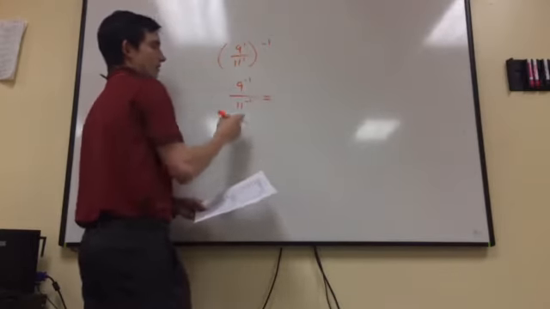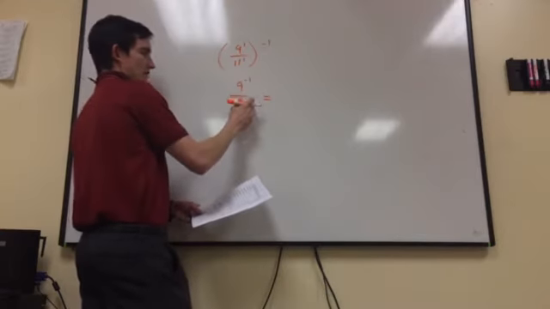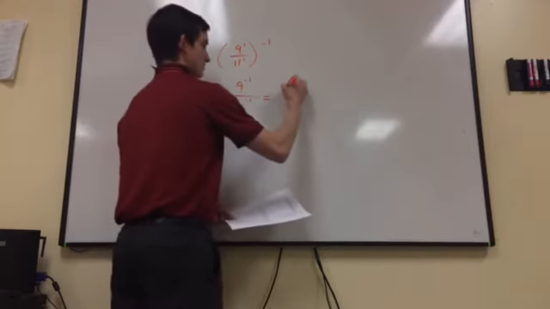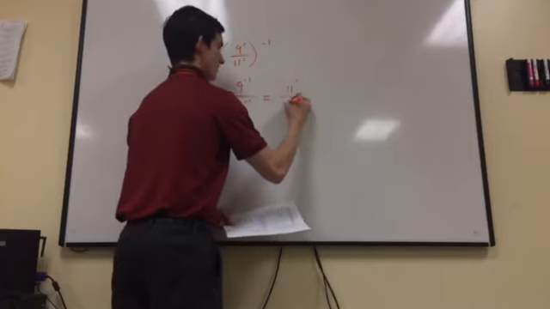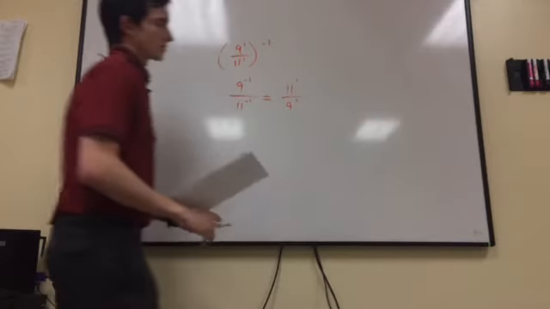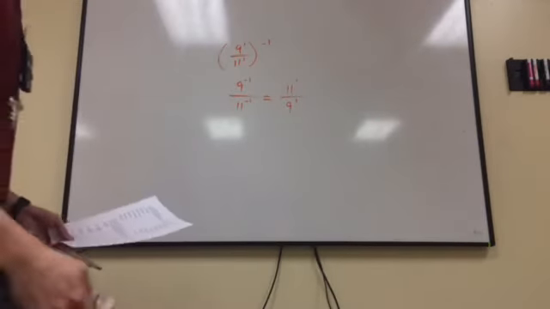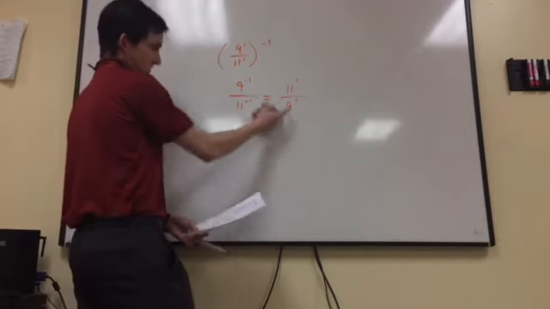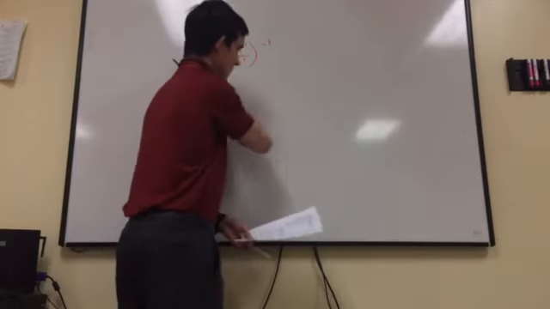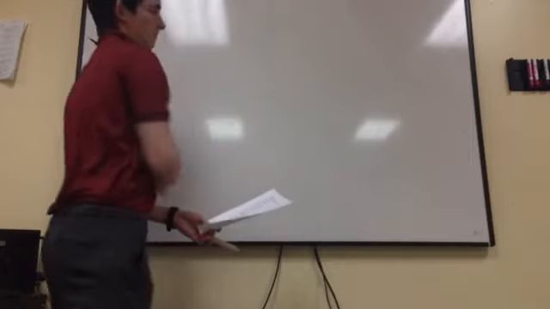So realize you just have a negative exponent on top and bottom. So you're really just going to switch it. So it's going to be 11 to the first up top, 9 to the first on the bottom. So notice both exponents switch and become positive. And that's the answer. Okay.